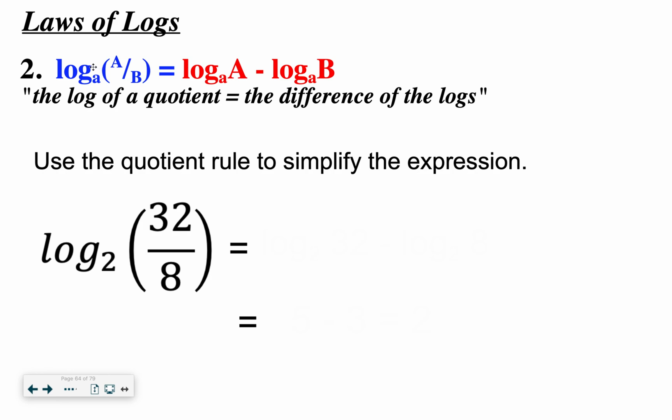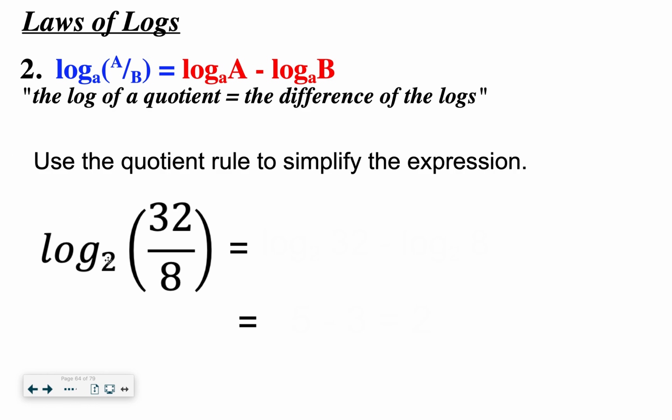All right, second law is a quotient. So if you take log of any quotient, so I just did a divided by b, you can separate the quotient with subtraction. So log of a minus log of b. So whatever the denominator is, that's what you're subtracting. So be careful because the order would matter.